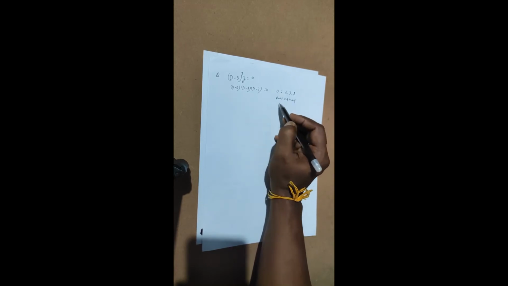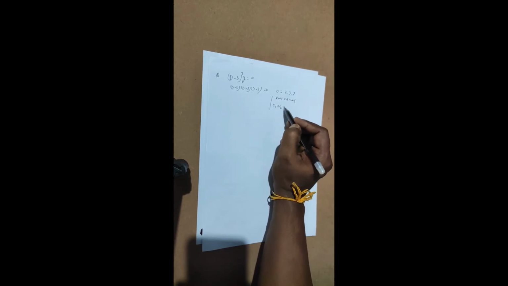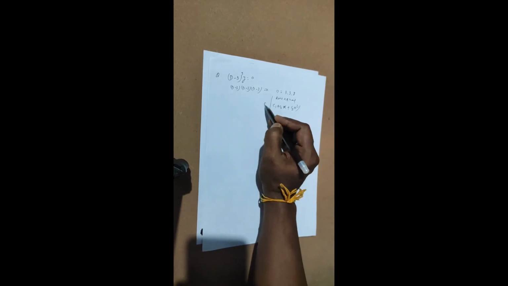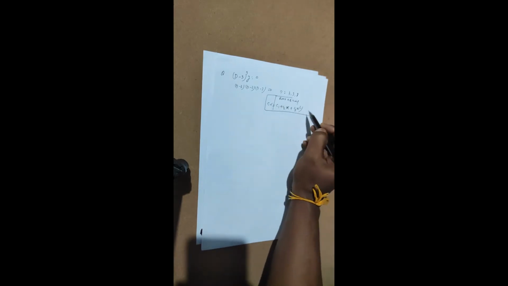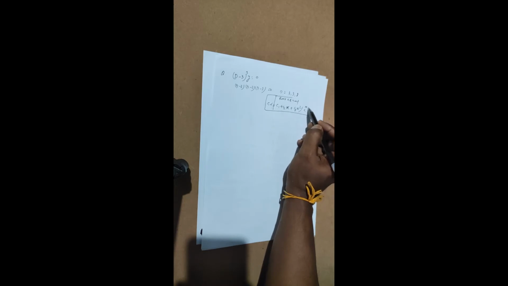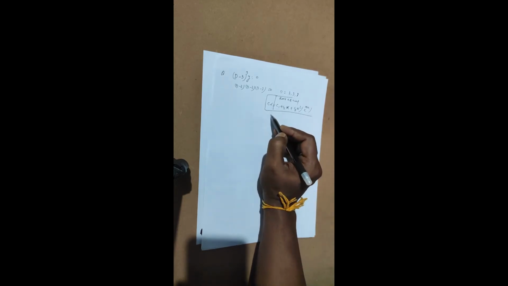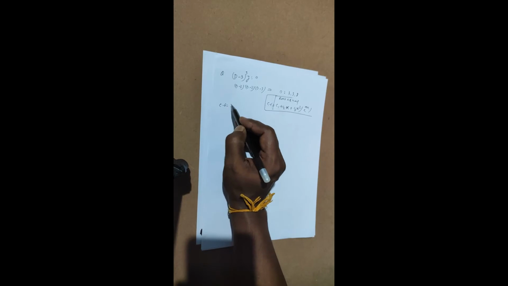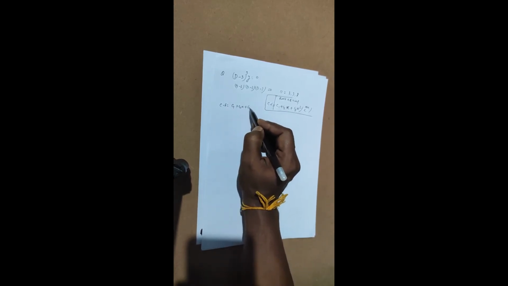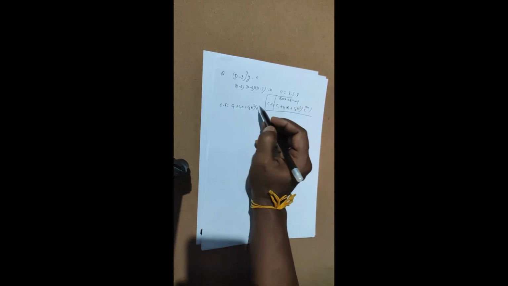This is the rule, so you can write the formula. This is the formula: c1 plus c2x plus c3x square, this is the complementary function, e to the power of the same root, m1x. So this is the answer, this is the formula. So c1 plus c2x plus c3x square, e to the power of the value of m, that is 3x.